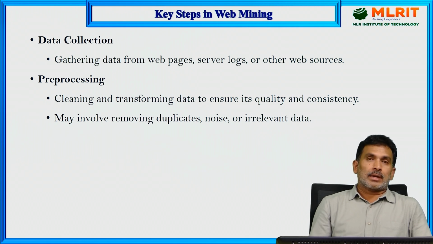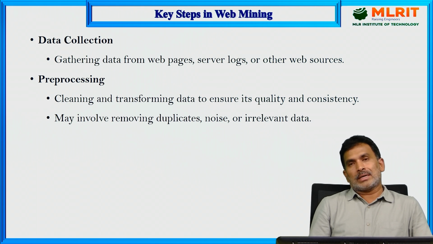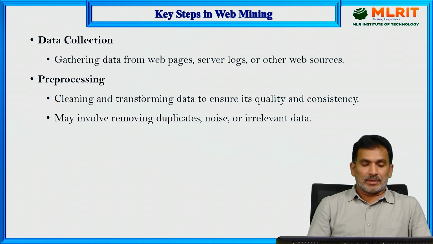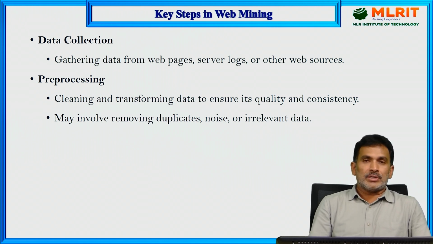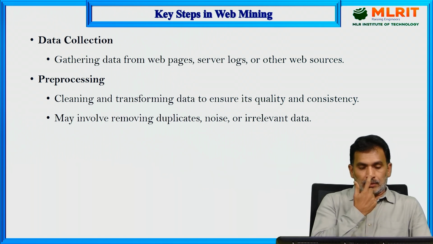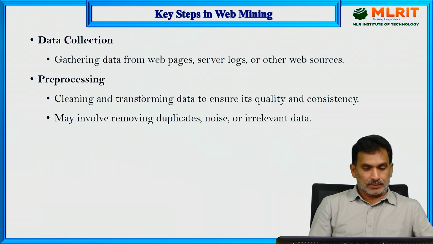The second step is pre-processing, because most of the content available on social media in terms of text cannot be used as it is for any analysis. So cleaning and transforming that data ensures its quality and consistency. Pre-processing involves removing duplicates, noise, or irrelevant data also.